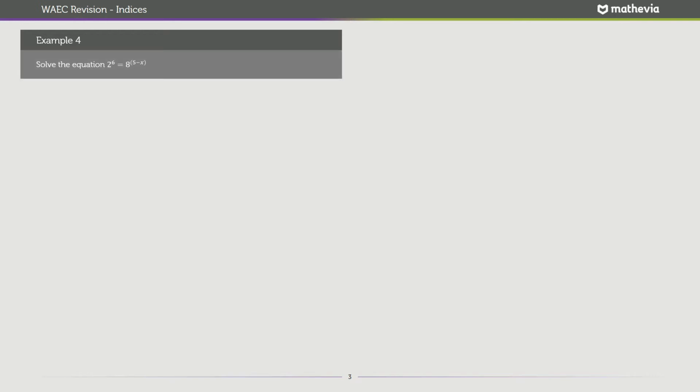Example 4. So this time around we have an equation, and this equation is coming in the indices form. How do we solve this? If you're looking to solve an equation that involves indices, all you have to do is get to a point where you have the base number on the left and on the right equal. At the moment, our base number on the left is 2 and our base number on the right is 8. So we really can't do much about that.